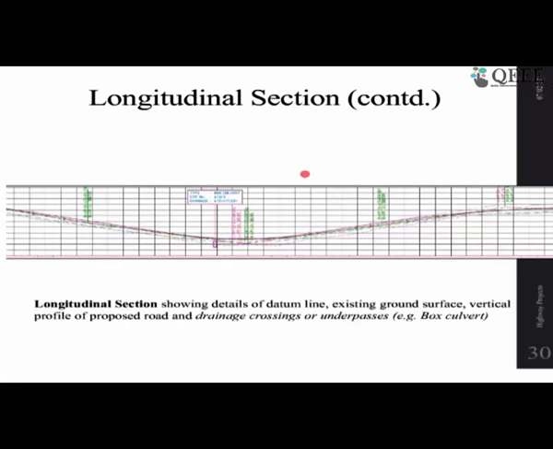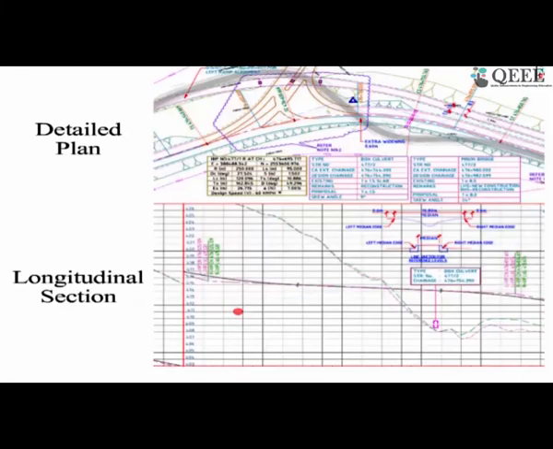Once we look into that, we also need to look into where the low point is, whether we need to provide cross-drainage structures and all those things. So the longitudinal profile, if you want to see it side by side, this is how it looks. On the top you'll see the plan, and here you'll see the profile.